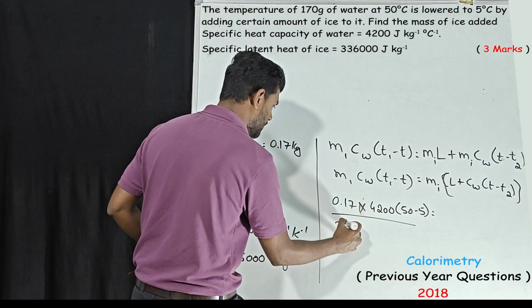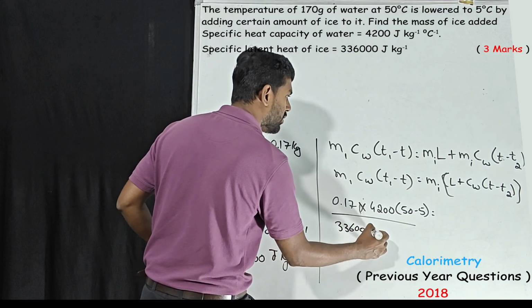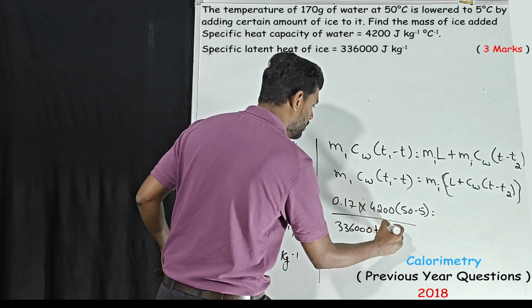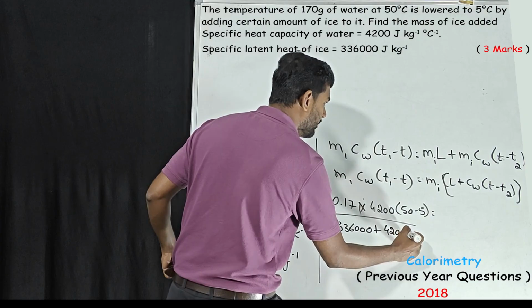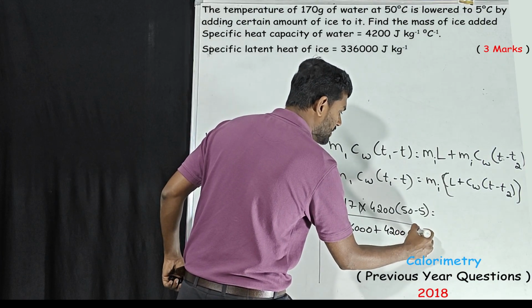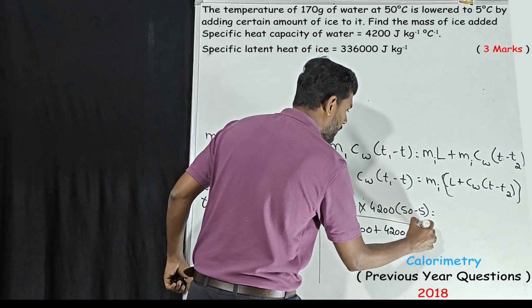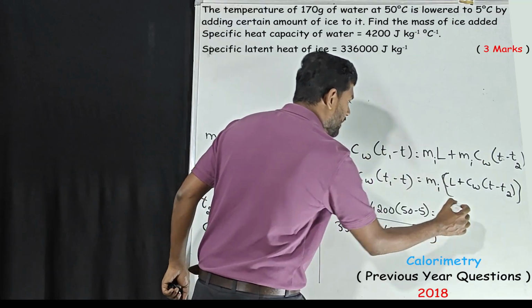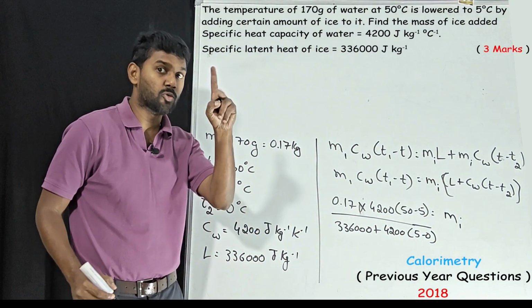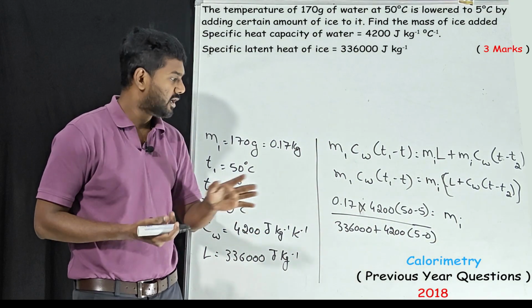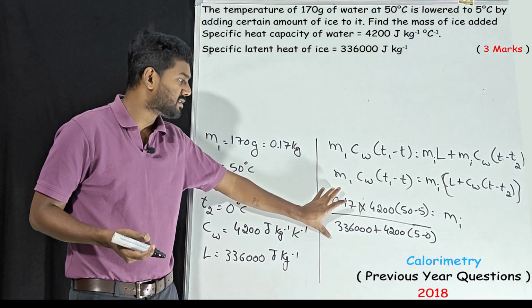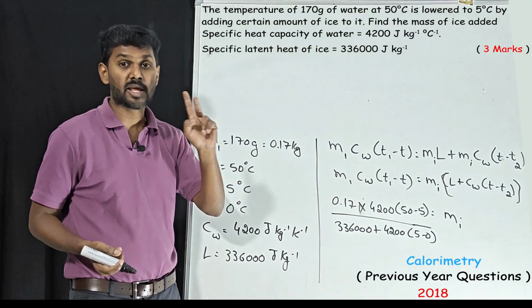So L is 336,000 plus CW, that is 4200 given, into T, that is 5 minus 0, and Mi. See, till here you will get 2 marks. This question is for 3 marks. Till here you will get 2 marks because only in calorimetry substitution carries 2 marks.